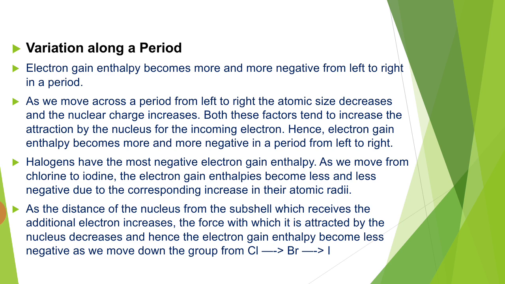Halogens have the most negative electron gain enthalpy. As we move from chlorine to iodine, the electron gain enthalpies become less and less negative due to the corresponding increase in their atomic size.